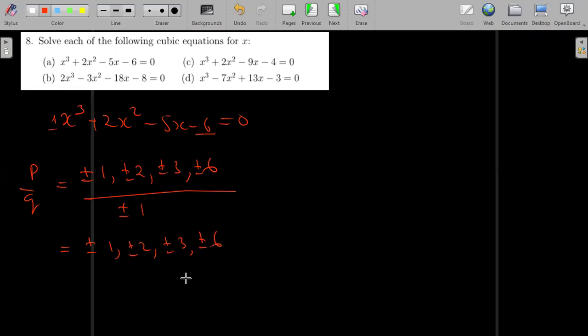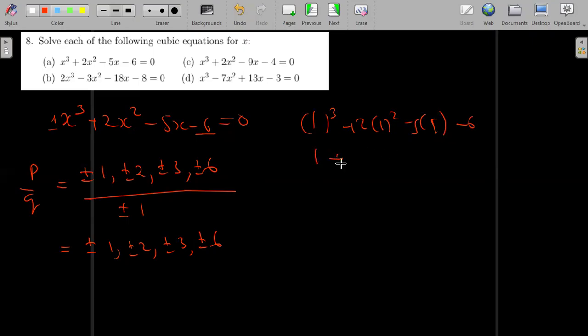So now I have to test which one of these is going to be a root of my polynomial function. I have to replace it into this equation, and if it gives me 0, it means it's going to be a root. So I'll start with 1. Let me try 1. That will mean 1 cubed plus 2 times 1 squared minus 5 times 1, then minus 6. Is this going to give me 0?